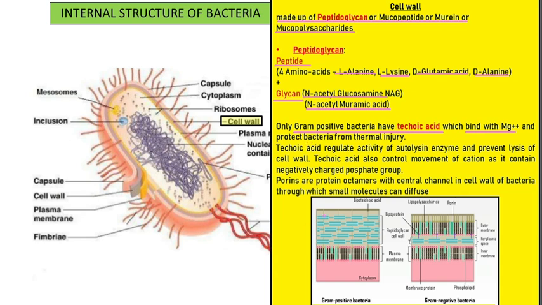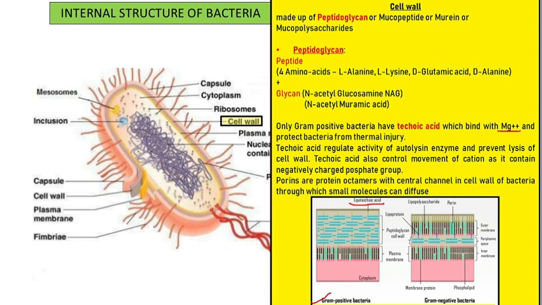If you can see this diagram, here is the teichoic acid. Teichoic acid is very important, and it is the compound present in only gram-positive kind of bacteria. Teichoic acid can easily bind with magnesium and protect bacteria from thermal injury. That means gram-positive bacteria don't undergo any kind of thermal injury. They are more protective in nature.